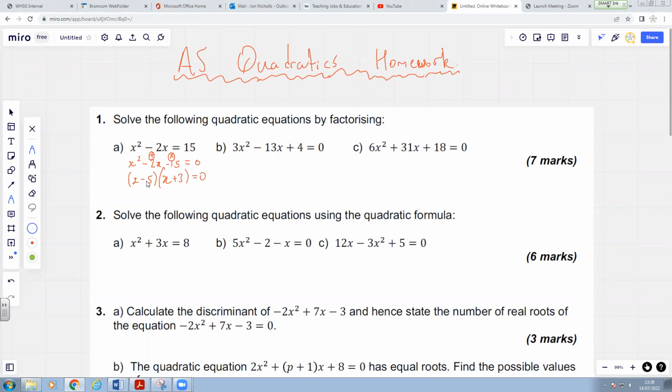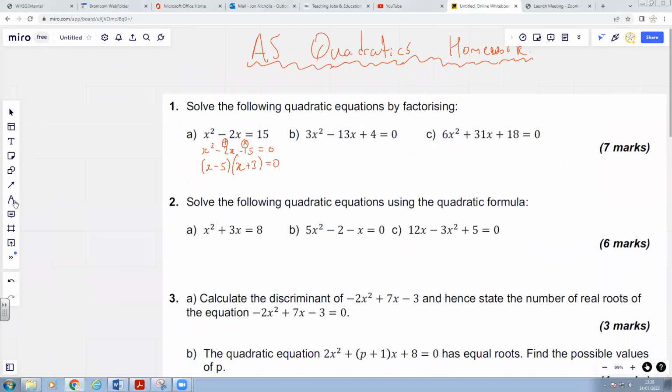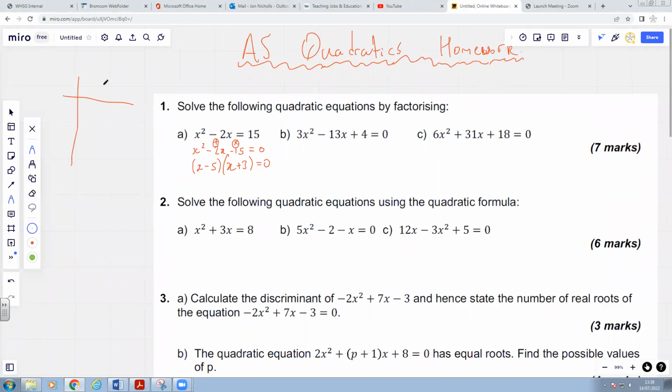Always just check them after you've done that. -5 add 3 would give you -2. -5 times 3 would give you -15. By the way, just in case you're not aware why that trick works, it's because when you multiply it out, look at what you do with these two numbers. You get the x squared, sure, but then you get that term, and they add to give -2. But you do that term times that term, and so they times to give -15. That's why the trick works. When you look at it forwards like that, you can see why the trick works.